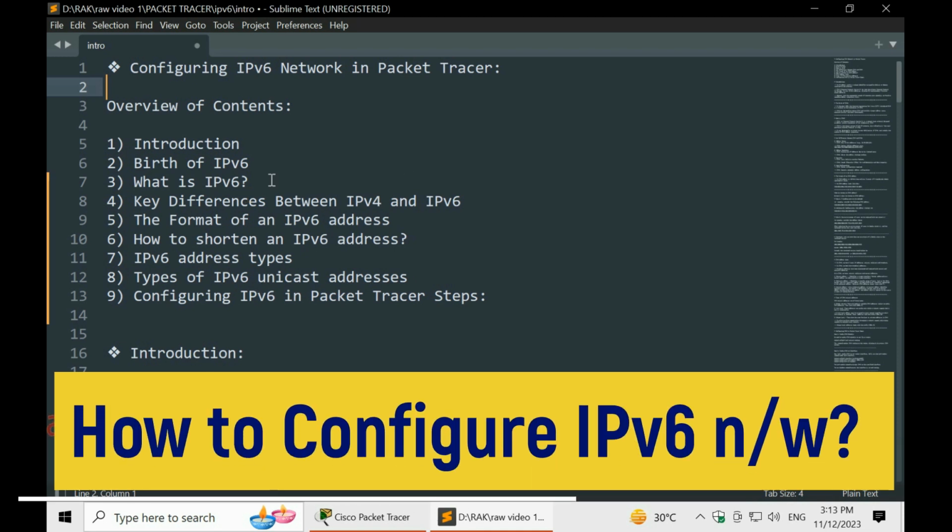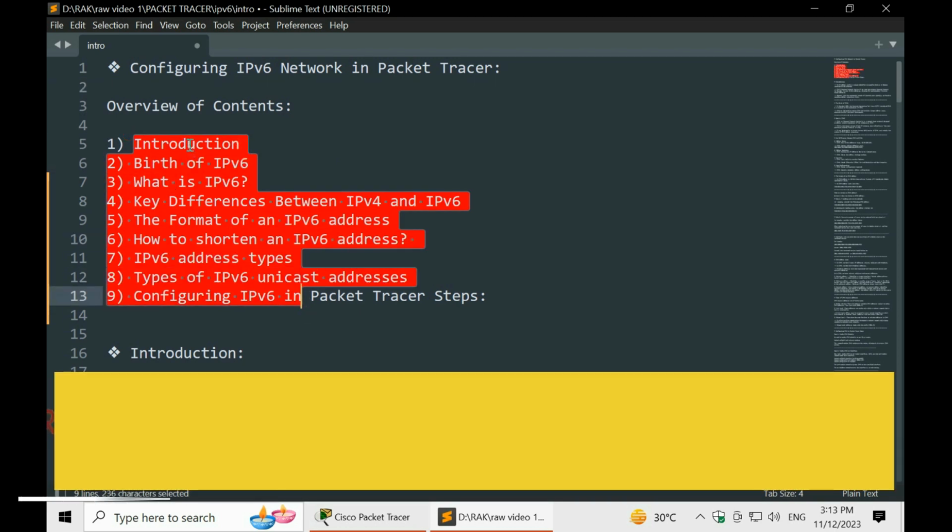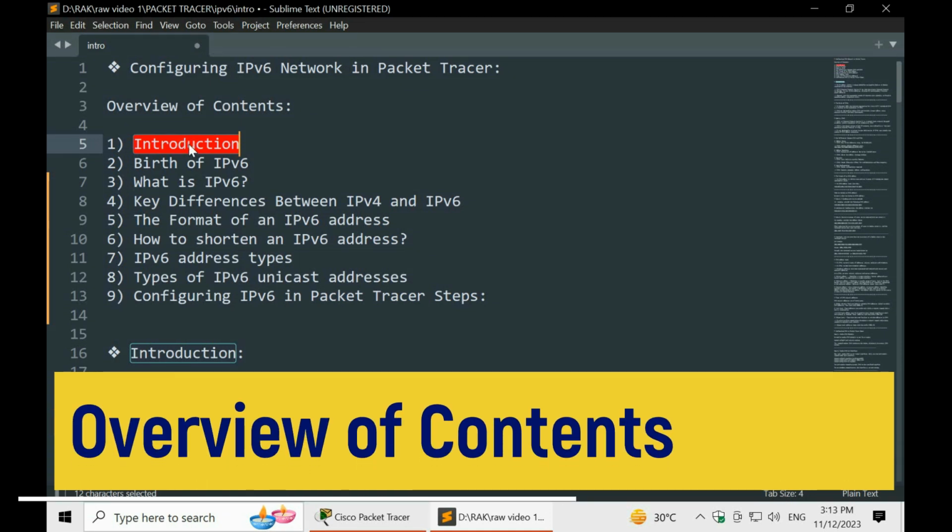Friends, in today's video we are going to talk about how we can configure an IPv6 network in Packet Tracer. So friends, in today's video we are going to see these several points. First of all, we are going to see the introduction. Then we will see the reasons because of which IPv6 came into the picture.